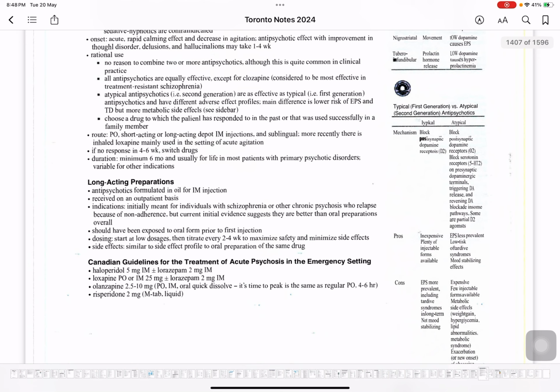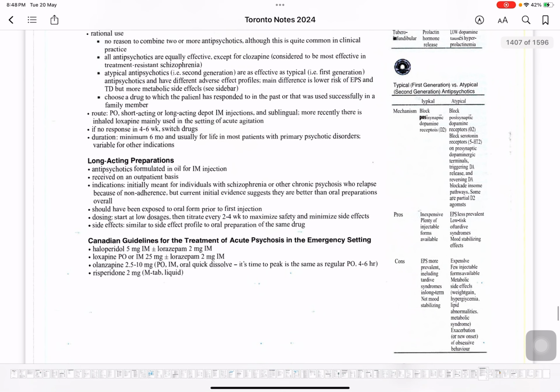Dosing: start at a low dose, then titrate every 2 to 4 weeks to maximize efficacy and minimize side effects. So you have to start slow and low, and then go up every 2 to 4 weeks, and after that you maintain a dosage where there are minimal side effects. Side effects are similar to the side effect profile of oral preparations of the same drug.